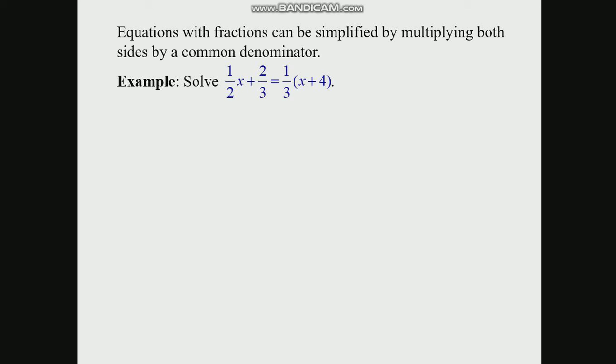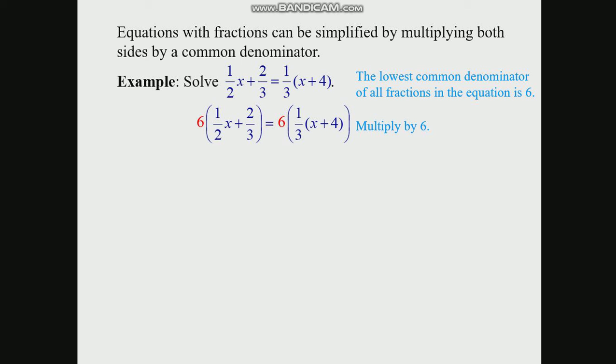I mentioned if we have fractions, we might need to multiply both sides by a common denominator. So now I have the fractions 1/2, 2/3, and 1/3. My common denominator is 6. So I'm going to multiply both sides through by 6, and that will get rid of my fractions. So to multiply both sides, we've got to do it with the distributive rule so that everything gets multiplied by 6.